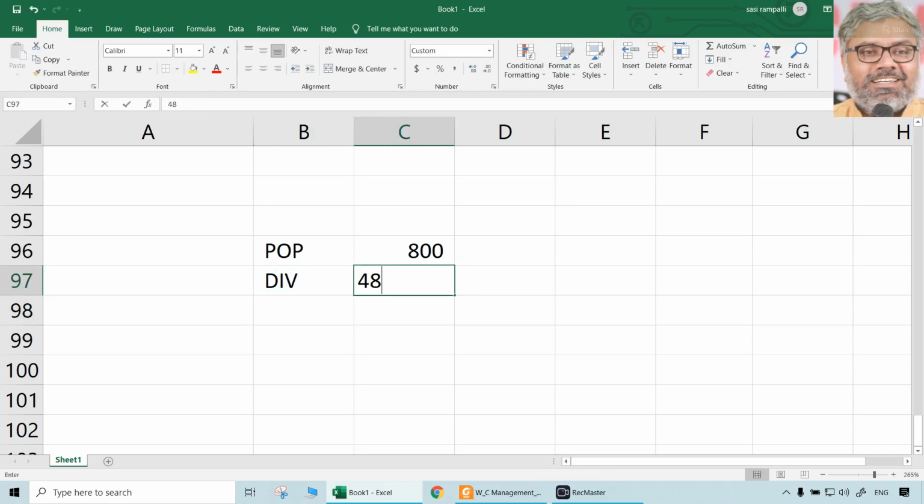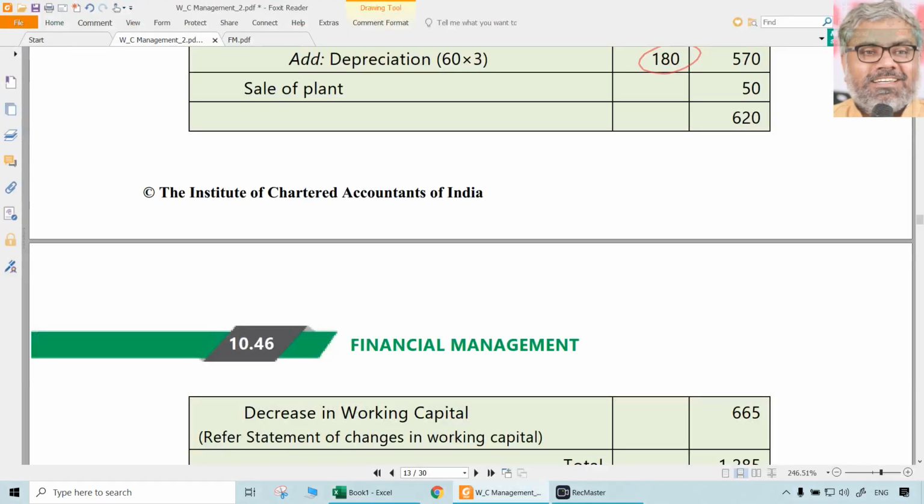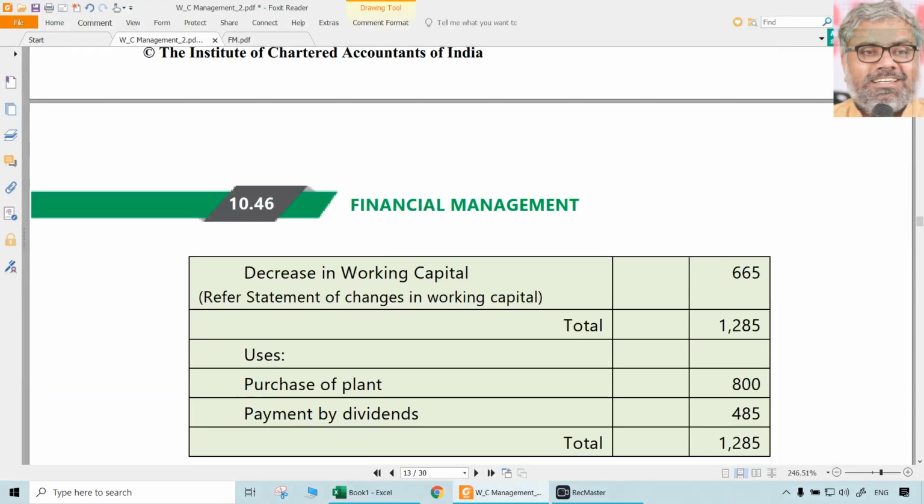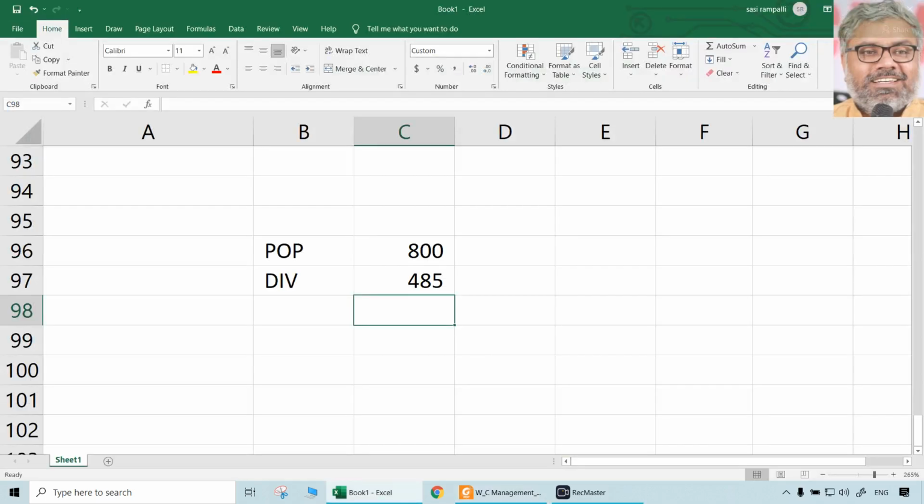Dividend, how much? 485. That is also an application, or we can say use of funds. These are the major things. But in addition to that, if you remember the cash flow statement also, we have to do the adjustment for working capital changes. There we can do it within the statement itself.